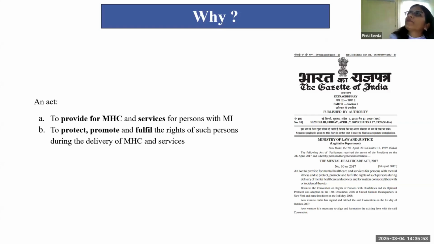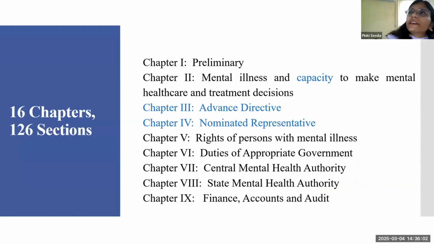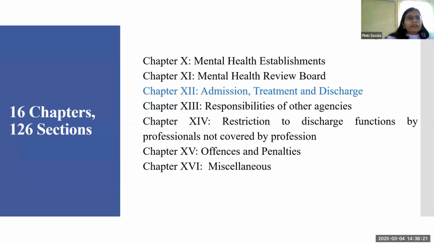It was to provide for mental health care and services for persons with mental illness, to protect, promote, and fulfill the rights of persons during the delivery of mental health care and services. It contains 16 chapters and 126 sections. We will mainly discuss 4 chapters: chapter 2, which contains determinants of mental illness and capacity to make mental health care and treatment decisions; third chapter, advance directive; in chapter 4, nominated representative; and in chapter 12, admission, treatment, and discharge.